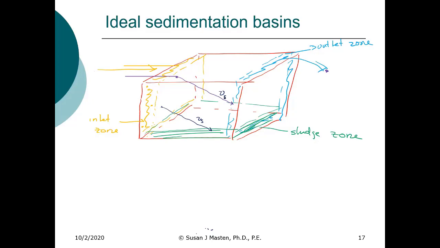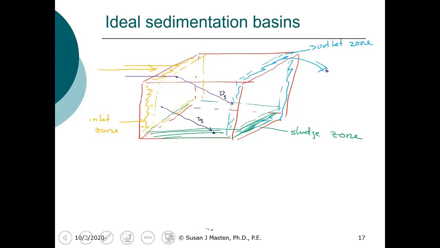So what we ultimately want to be able to do is to predict what fraction of particles will be removed in the sedimentation basin. Was the top one or bottom one removed? So the top one, notice the top one hits the blue area here. So the top one ends up in the outlet zone, and it's going to end up here. The darker blue one hits the sludge zone, and it's removed. So the one that hits the sludge zone is removed.